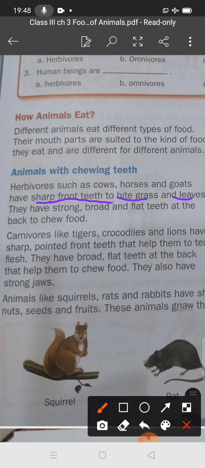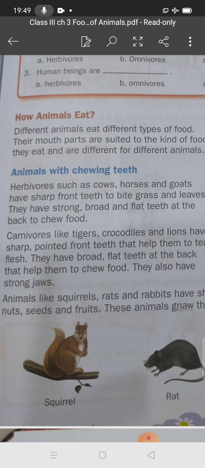And they also have strong, broad and flat teeth at the back. What is the function of these teeth? Yes students, to chew the food. So herbivores such as cows, horses and goats have sharp front teeth to bite grass and leaves, and strong, broad and flat teeth at the back to chew food.